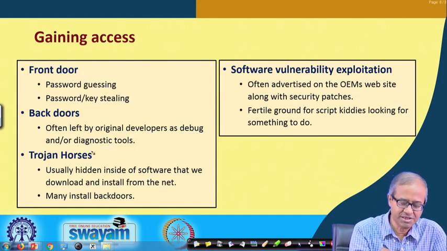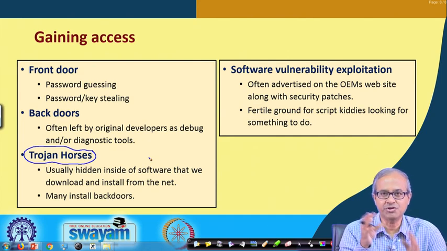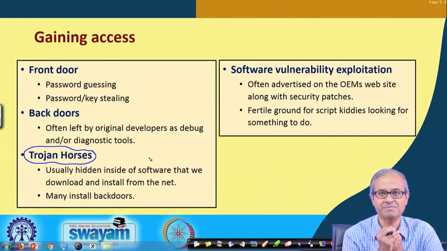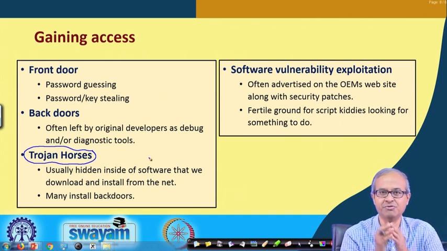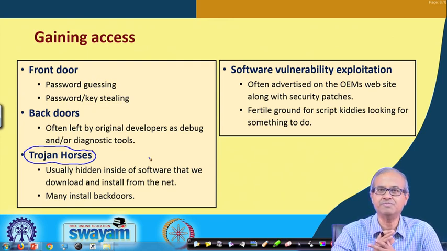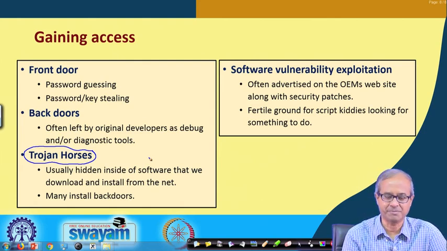Then comes the Trojan horses. Now, if you remember the story of the Trojan horse, well, it is something which was hidden inside a horse. Some warriors were hidden inside a horse. Suddenly, one night they just come out and start creating havoc. Trojan horse is also, in terms of a computer system, something very similar.